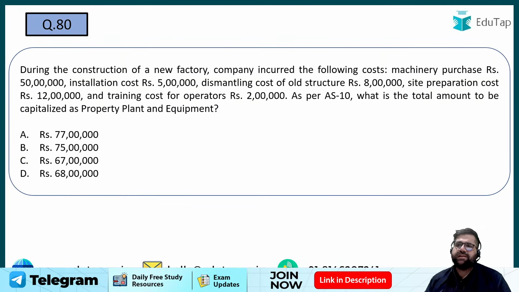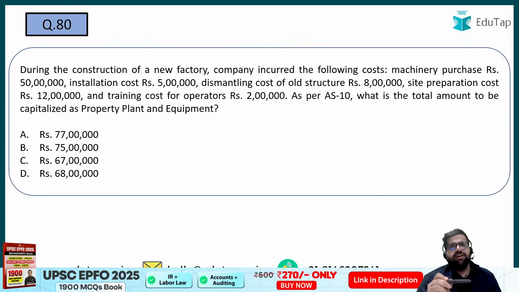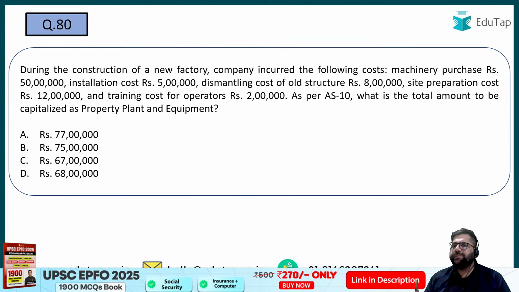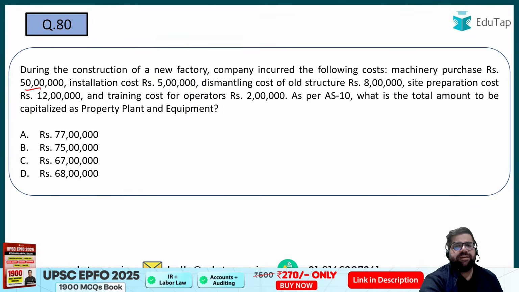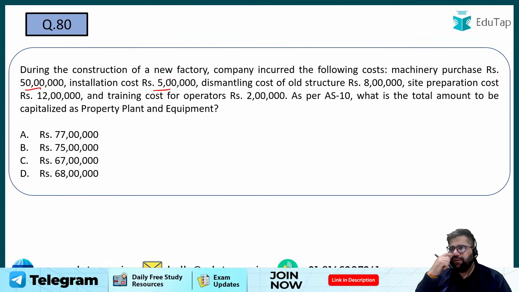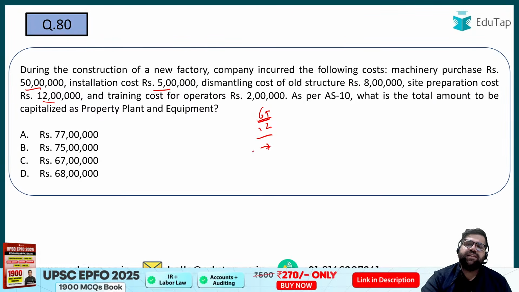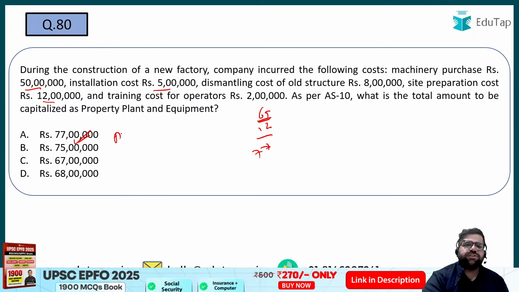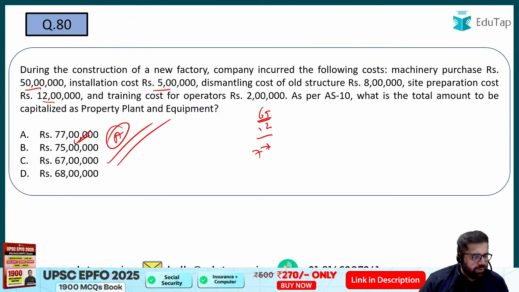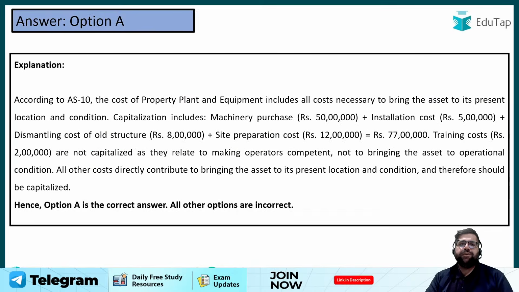77 lakh? Yes, basically see all these costs will be included in the cost of the machine because they are directly related to the machine. So you just have to take 50 plus 5, which is 55, plus 8 and 2, which is 10, so 65. Adding 12, it will be 77 lakh only. My correct answer will be option number A. Good. Everybody who has given the answer as A is very, very good.